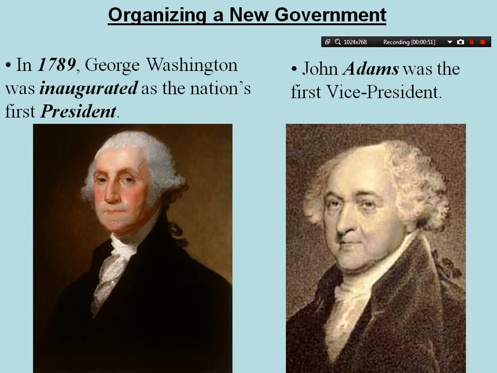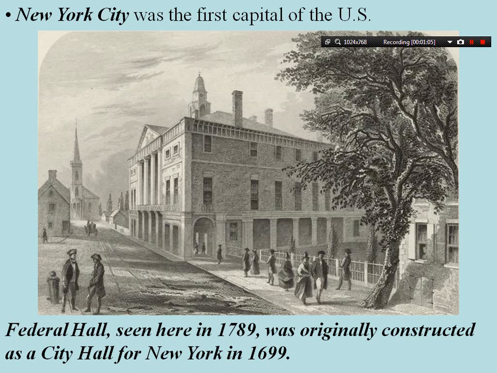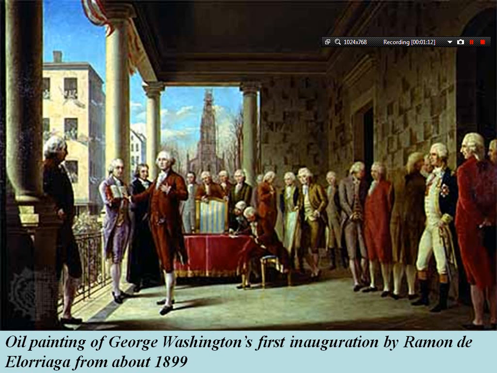In 1789, George Washington was inaugurated as the nation's first president. He ran unopposed. John Adams, actually there was no election, he was just appointed, but John Adams was the first vice president. New York was the first capital of the United States. Here's an oil painting of George Washington's first inauguration.